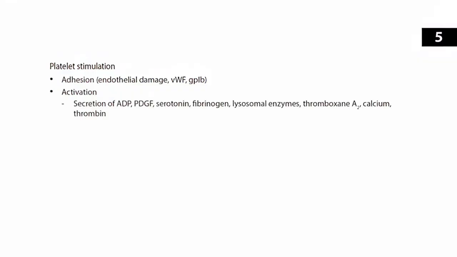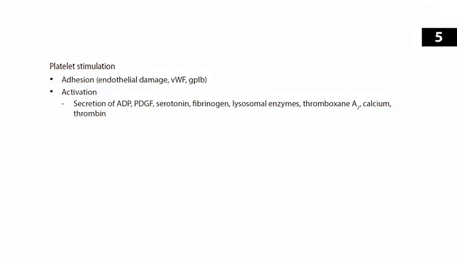These are actually outlined in the study guide under platelet stimulation. The first bullet is adhesion, which is just the first step of platelet stimulation. We just covered that. Then the second bullet is activation. So activated platelets secrete a bunch of stuff. They secrete ADP, platelet-derived growth factor, serotonin, fibrinogen, lysosomal enzymes, thromboxane A2, which as you remember is a prothrombotic substance that's going to induce thrombosis. It's right there in the name, thromboxane.